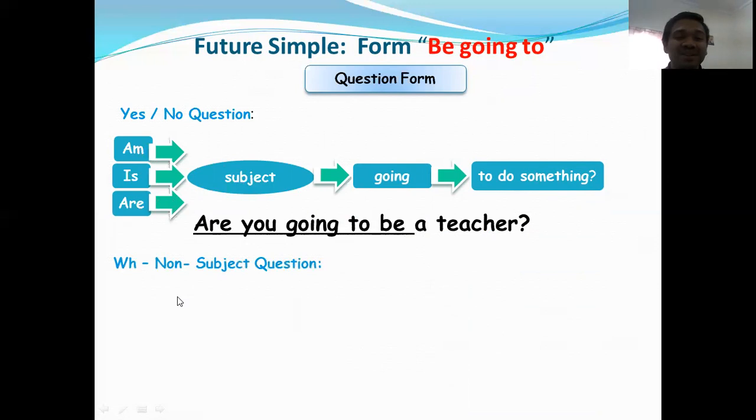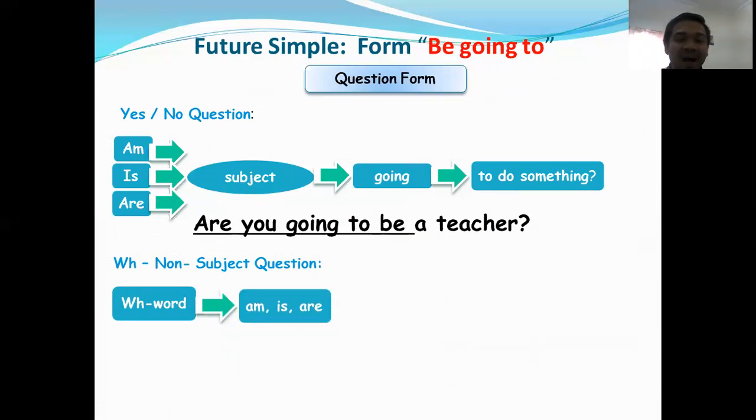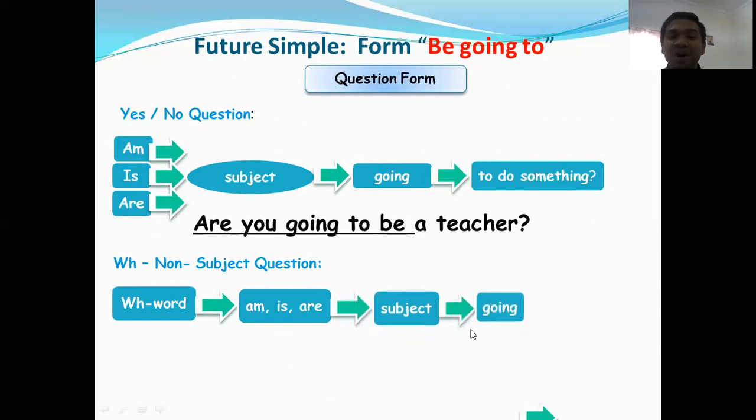Okay. Now, this time, let's talk about WH for non-subject form. We have your WH words again: how, who, where, when, and why. WH word plus is and are, and then the subject, and then going, and then to do something. You're thinking that's too much, it's too long, but it's just very easy. So WH plus be verbs is and are, and then the subject, and then going, and then to. Always put the word to. Going to do something.